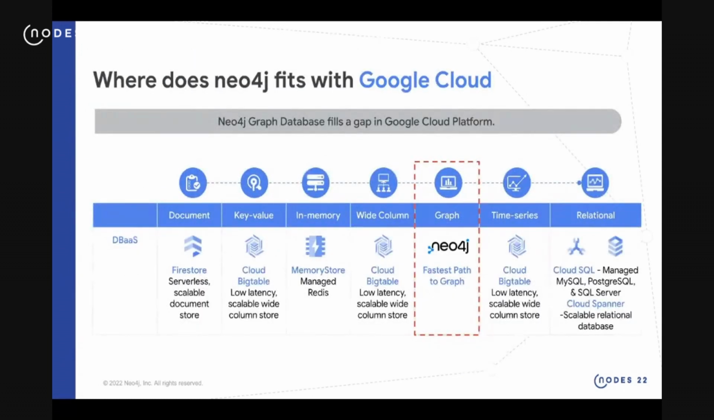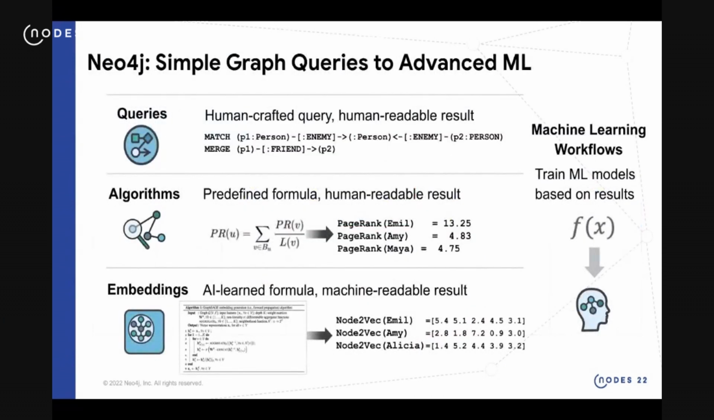Now let's see how Neo4j fits with the suite of Google Cloud databases. For document data, we have Firestore. For key-value data, we have Cloud Bigtable. Similarly, for graph DB, we have Neo4j. So this is how we can use different DBs within Google Cloud. The advantage of Neo4j is that it can be used by everyone who consumes data. We can query the data in a human-readable format. It also has built-in algorithms like PageRank or GraphSAGE, where you can actually get the values out of it.